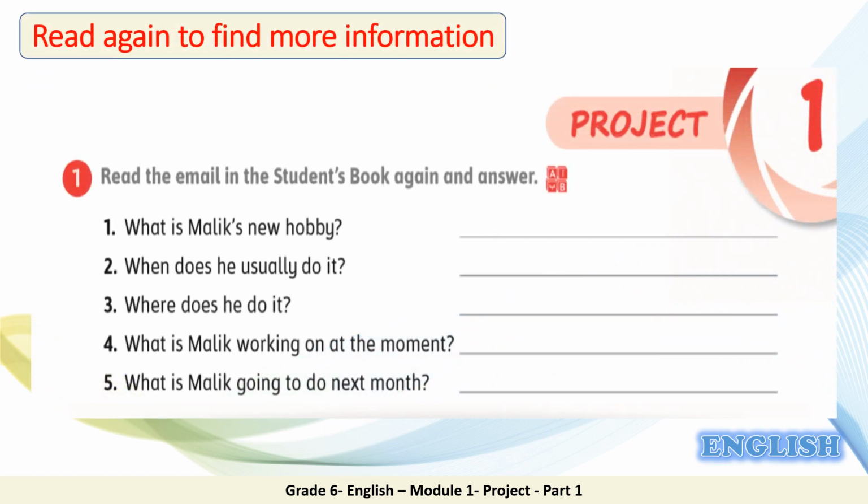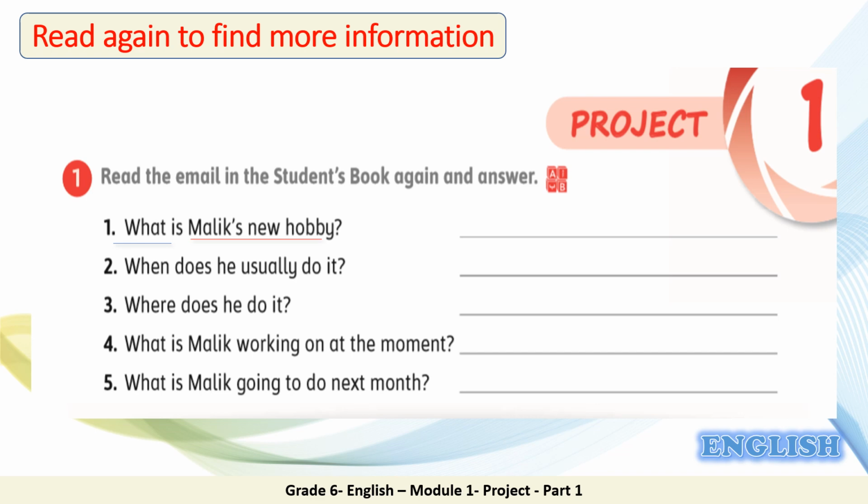Exercise 1. Read the email in the student's book again and answer. Now, in order to answer these types of questions, you need to locate what you are looking for. For example, in number 1, what is Malik's new hobby? Now, if you look at the question word, what? Very good. What? Here, we're asking about a thing. And now, what is our keyword here? That's correct. It's Malik's new hobby. Very good. So we're going to look for that.